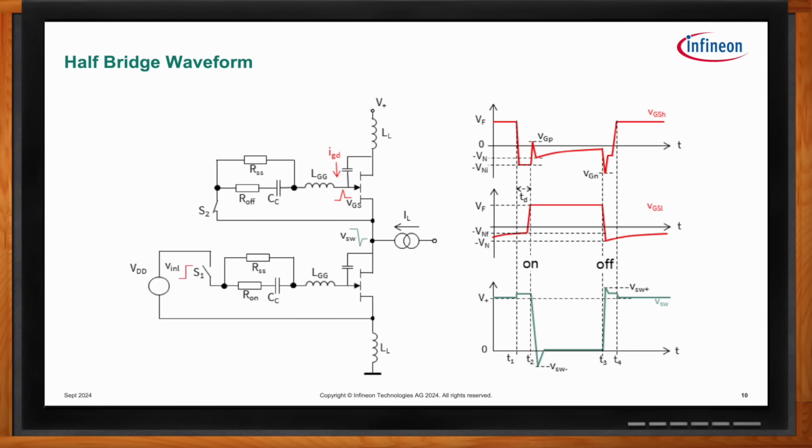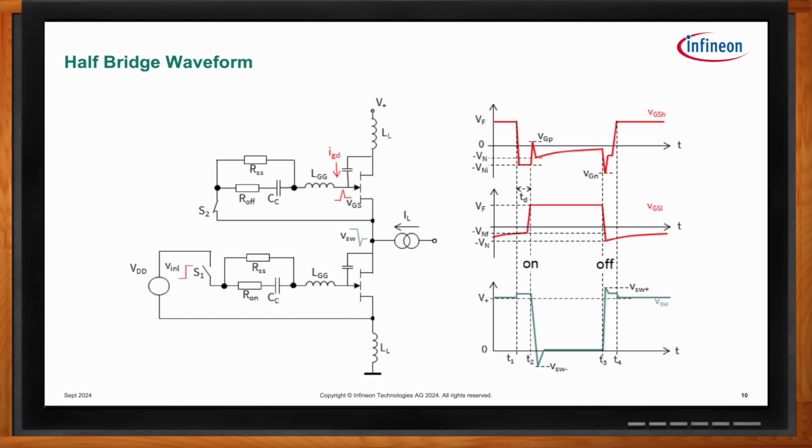But if you pay close attention here at this instant, there's also a slight spike at the gate of the high side noted by the VGP, which is a result of current injected into its gate impedance through the Miller capacitance CGD. This spike must be less than the V threshold of the high side switch. Otherwise, it could lead to an undesired turn-on, leading to a momentary short from the bus voltage V plus to the ground.